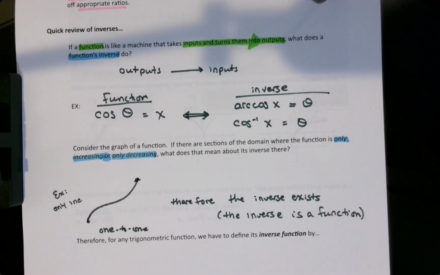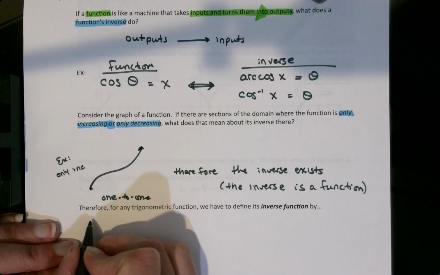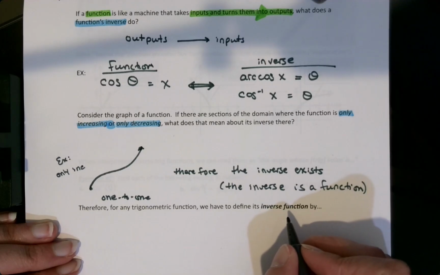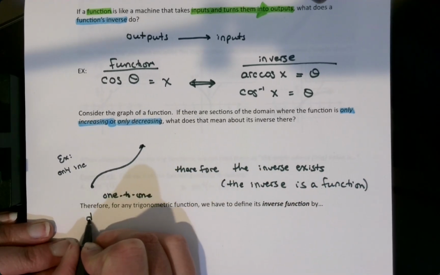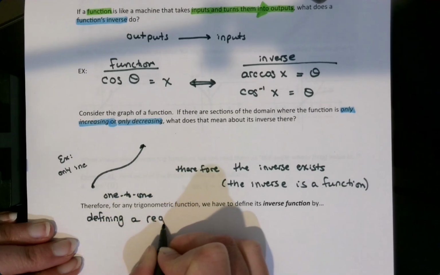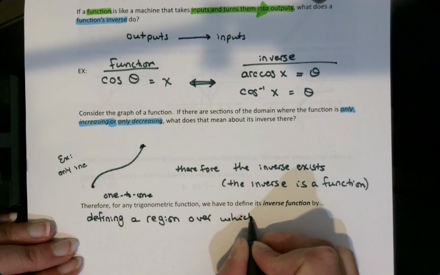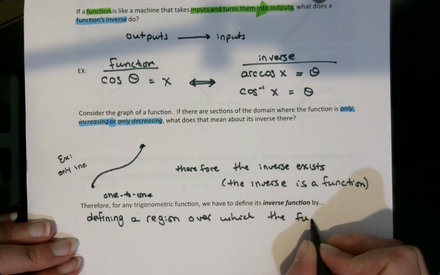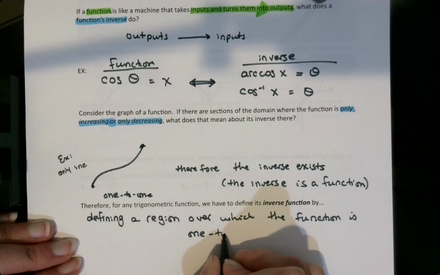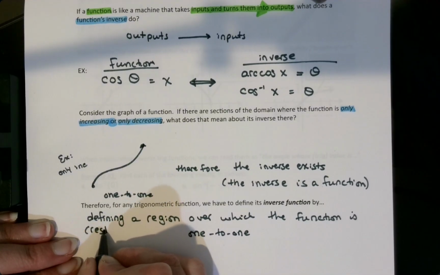Therefore, for any trigonometric function, we have to define its inverse function by restricting the domain of the original function or defining a region over which the original function is 1 to 1. So defining or restricting is my word for that as well.